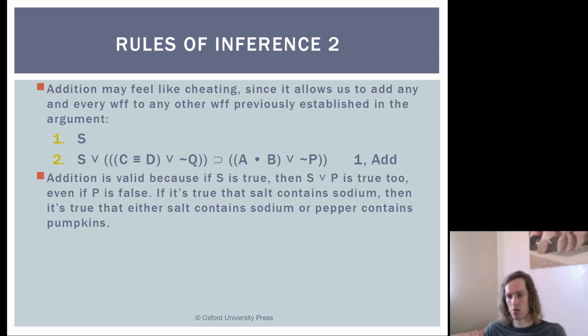So, for example, if it's true that salt contains sodium, then it's true that either salt contains sodium or pepper contains pumpkins. One of those two things has to be true, and because I know that salt contains sodium, the statement overall is going to be true, even if maybe it's less completely true than the statement by itself. But as far as the truth value of the disjunction goes, it's true.